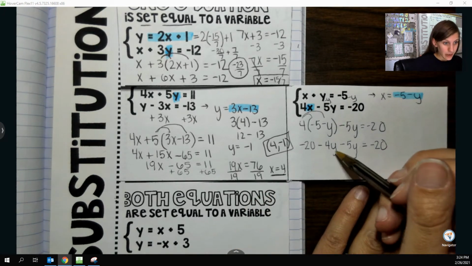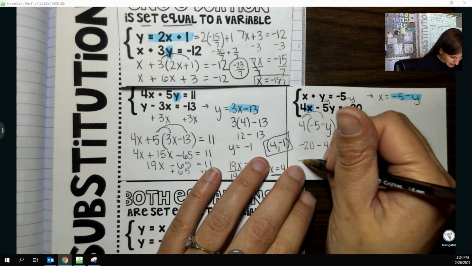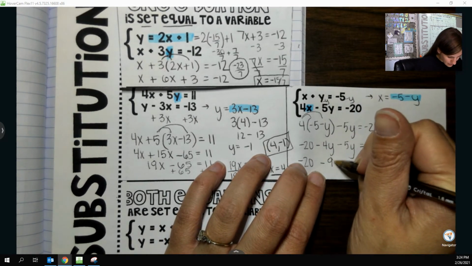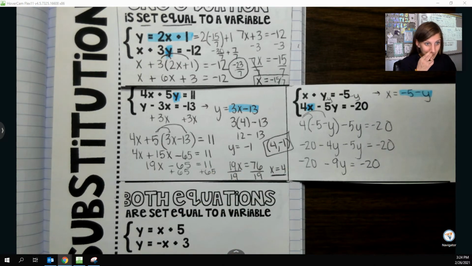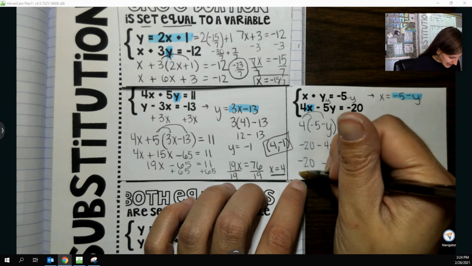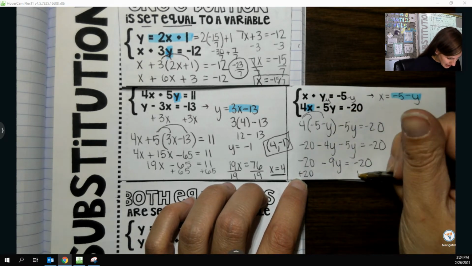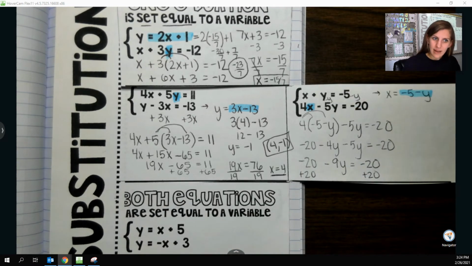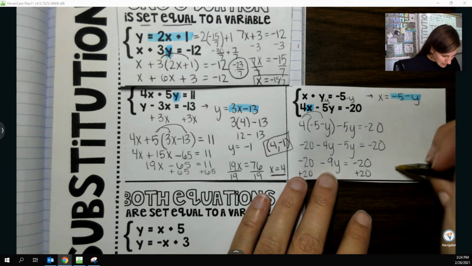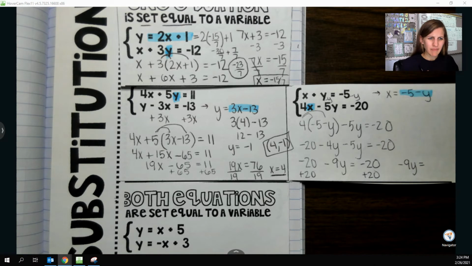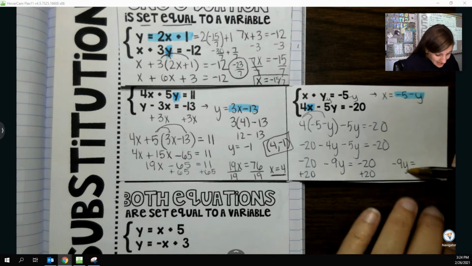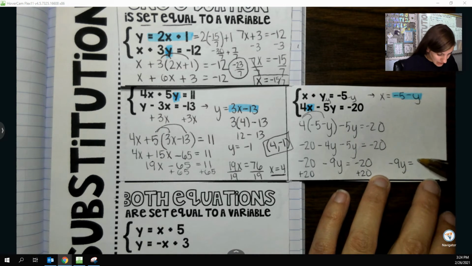Okay, I can combine like terms. Negative 4 and negative 5 is negative 9. So now to get y all by itself, I want to add the 20 on both sides. And this is why I said, because I'm going to have negative 9y left, but negative 20, positive 20, that's 0. But I still have a letter left to solve for, so I'm going to write down 0.